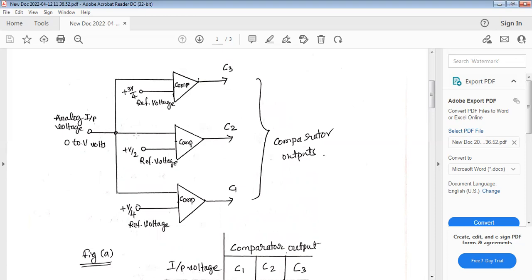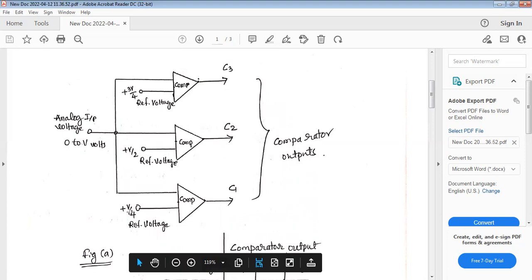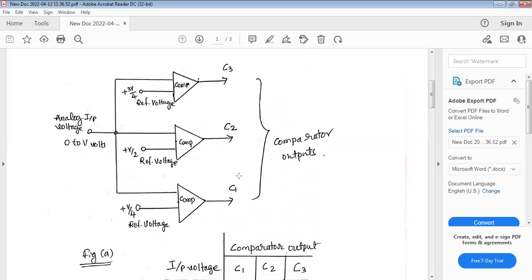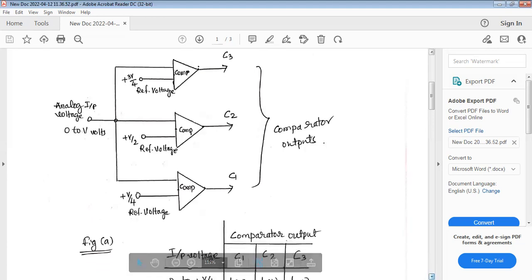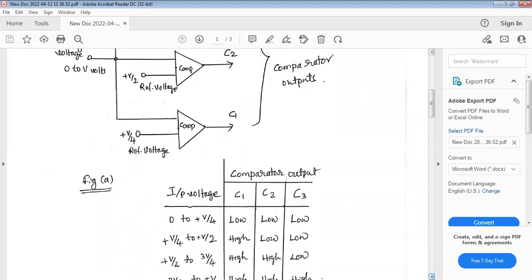Suppose the analog input voltage level is below this plus V by 4, then all three comparators will be in an off condition. No comparator is going to work. So that is why the strength, the input voltage level, is very, very important. Depending upon the magnitude of the input voltage, the different comparators work here.